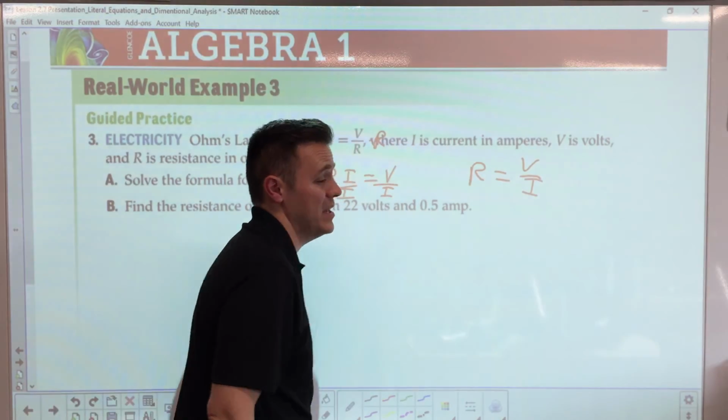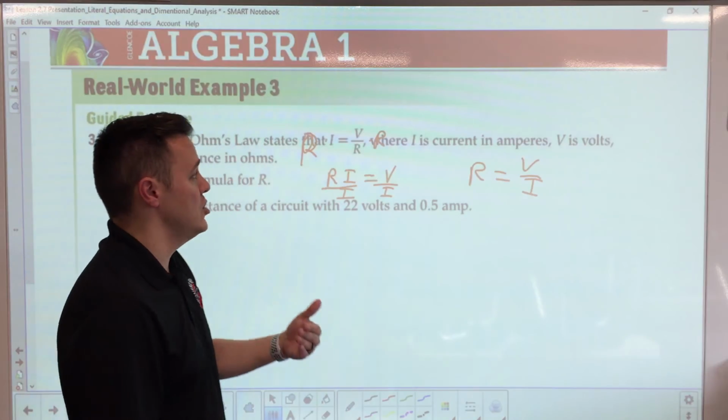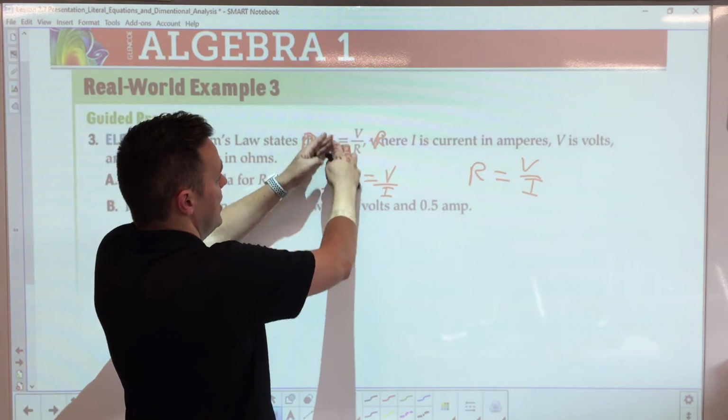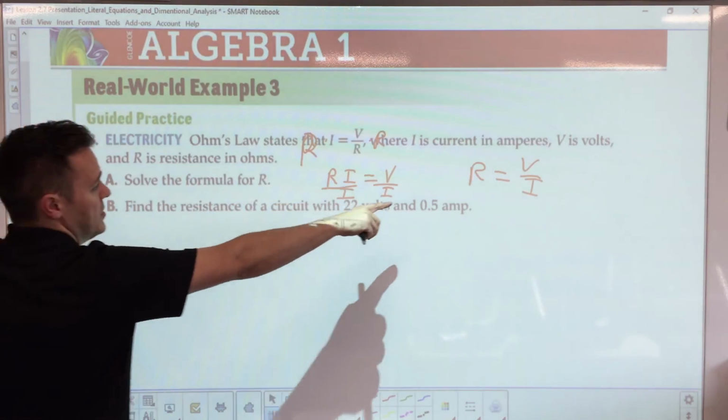Ladies and gentlemen, this will be on the AZ Merit most likely and our CBAS test. So please make sure you understand how to take a formula and rewrite it to the variable that you need it to. Okay, now there's our formula.